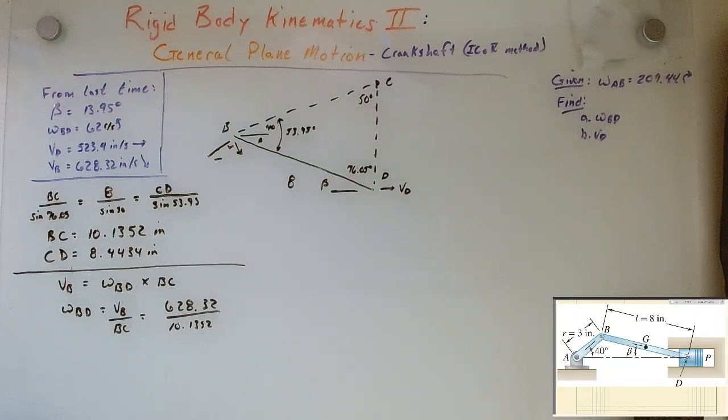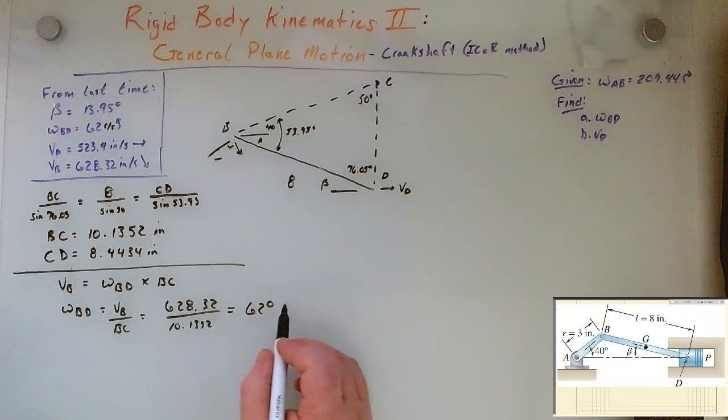So let's see, 628.32 divided by 10.1352 is equal to, do I have that right? Wait, I did not, okay. Sorry, I punched a single digit in wrong. I'm like, wait, that didn't come out right at all. So I get 61.9938, which is exactly what I got last time. So 62, not degrees, rads per second.